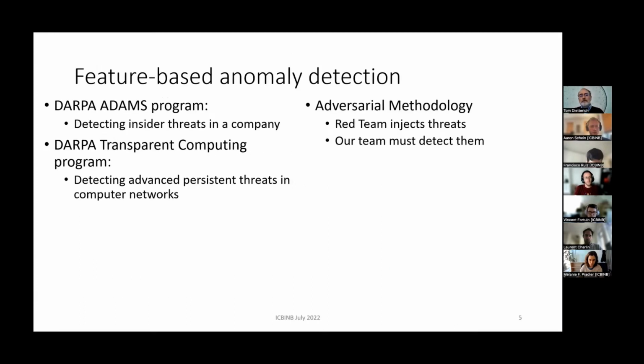Okay, well, at this point, our funding had ended after a series of grants, and I moved on to some new projects that all involved more security problems, either detecting insider threats in a company or detecting what are called advanced persistent threats in a computer network. And these were funded by DARPA, and the way they would set things up is that there would be a so-called red team.